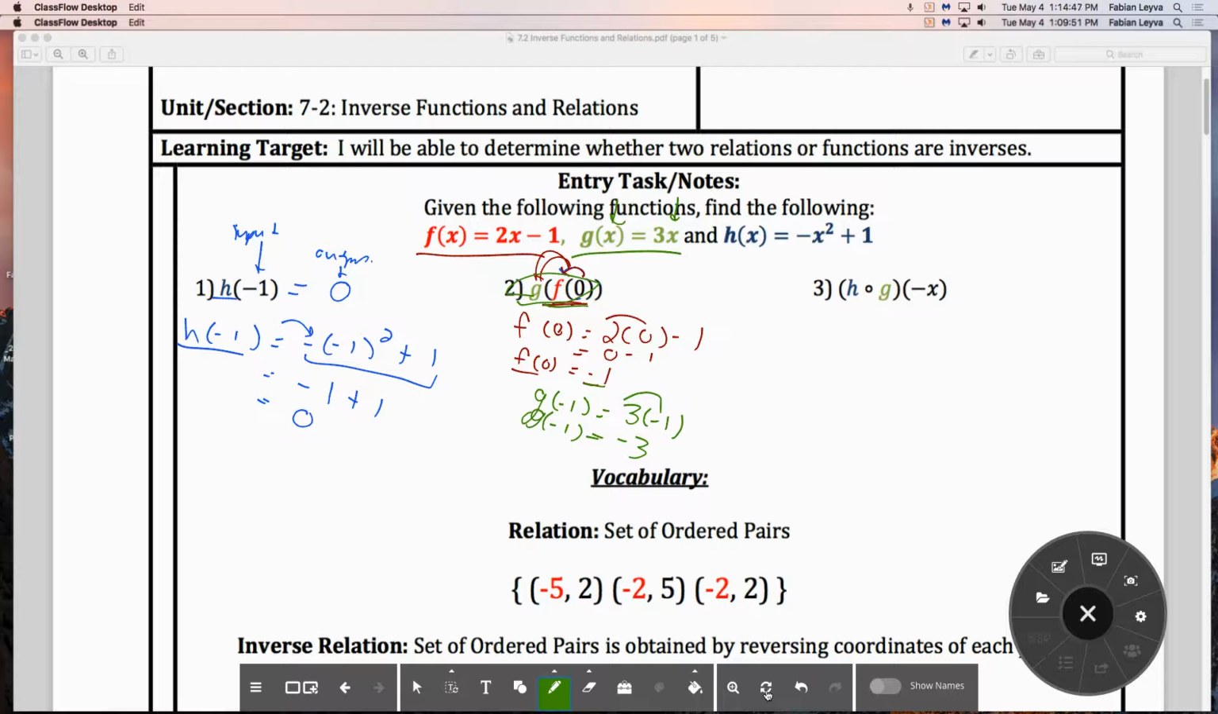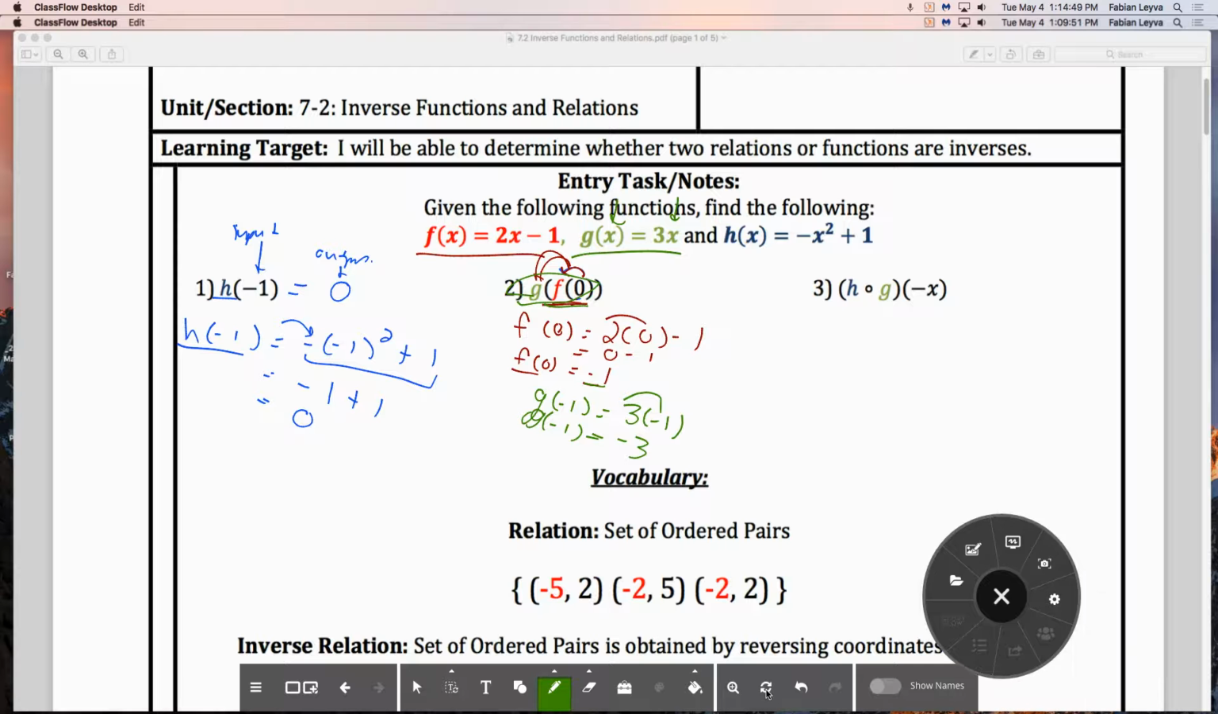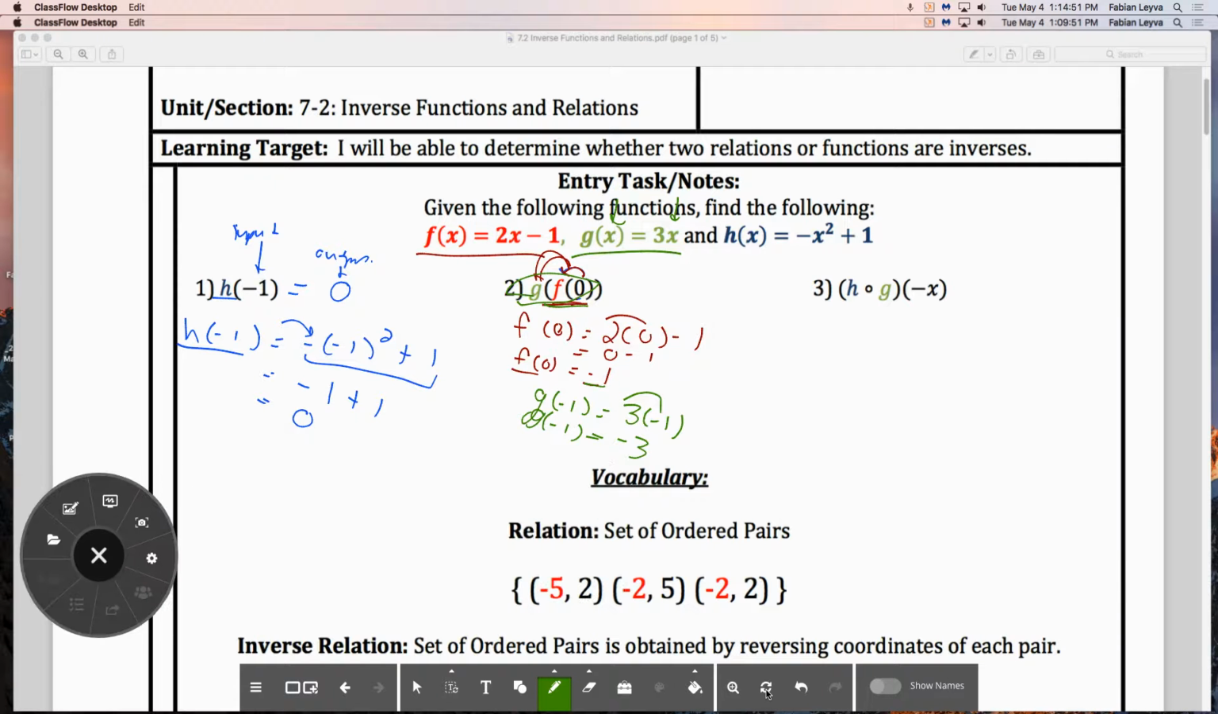So last but not least is the very last one. Let me move this to make sure that I'm not running into it. The first thing I notice is that my input here is -x. And notice that this is h composition of g. So I like to write it the least complicated way, because it makes a lot more sense to me. Now notice that it's a -x, but I'm not going to let that scare me. I'm still going to input -x into my g function first, figure out what that is, then plug it into my h. So let's do the g first.